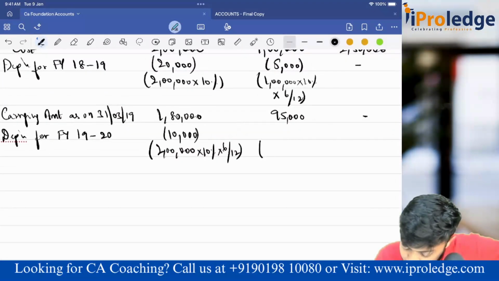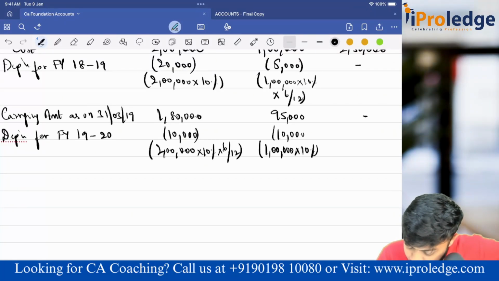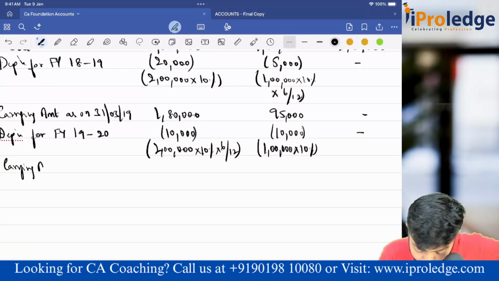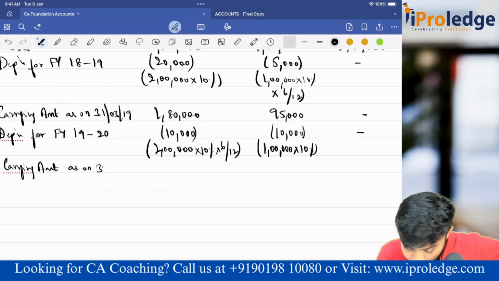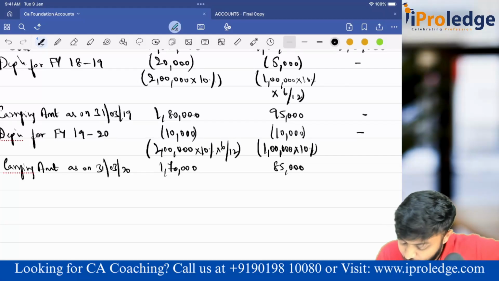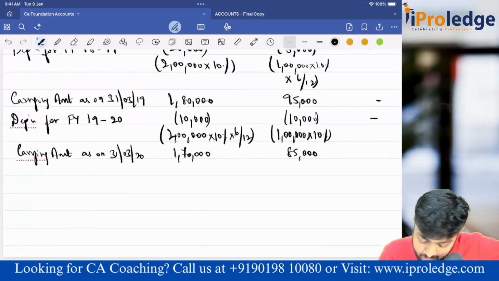Here this machinery is sold on 1st October 2020, that is next year. So full year depreciation here 1 lakh into 10%. This is also 10,000. This is purchased when? This is purchased in October 20, not yet purchased. So carrying amount as on 31/3/20 will be 1 lakh 70,000. Here it will be 85,000. Here nothing.